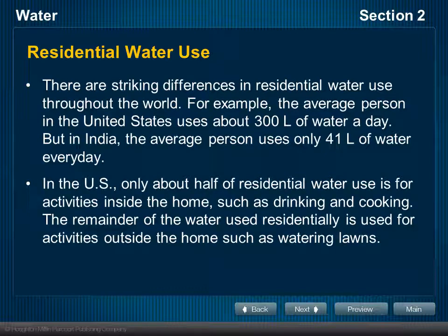In the U.S., only about half of residential water use is for activities inside the home. So only half is used for drinking and cooking. The remainder is used residentially for activities outside, like watering the lawns. So even though I'm pointing out to you guys that this disparity has as much to do with accessibility as anything else, it doesn't mean that industrialized people aren't wasteful. I think there is a bit of waste that comes with being industrialized.